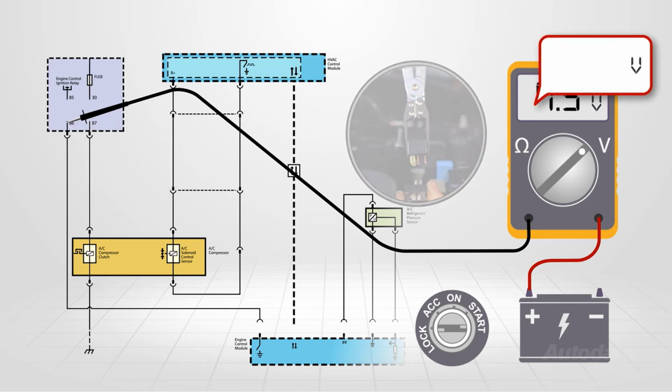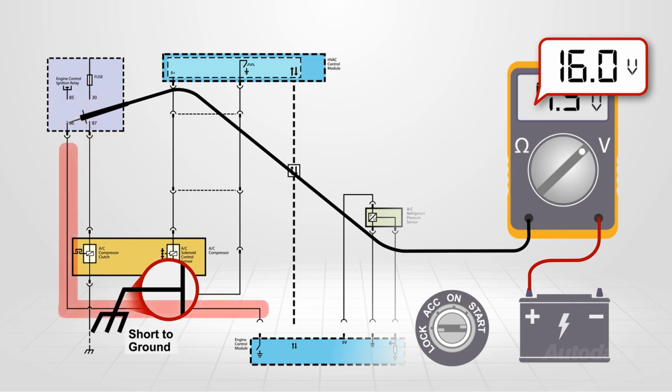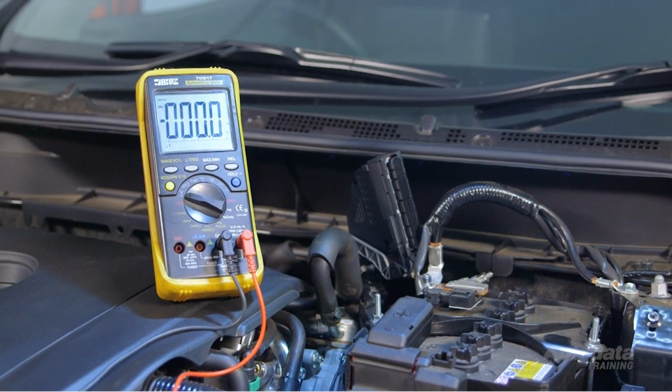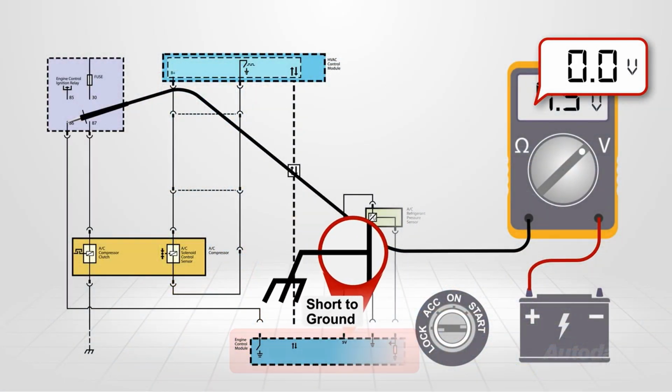If the voltage dropped to 0, the fault is in the relay. If the voltage remained high, the short is in the harness between the relay and the ECM connector. If when disconnecting the ECM harness connector, the meter dropped to 0, then the short is in the ECM.